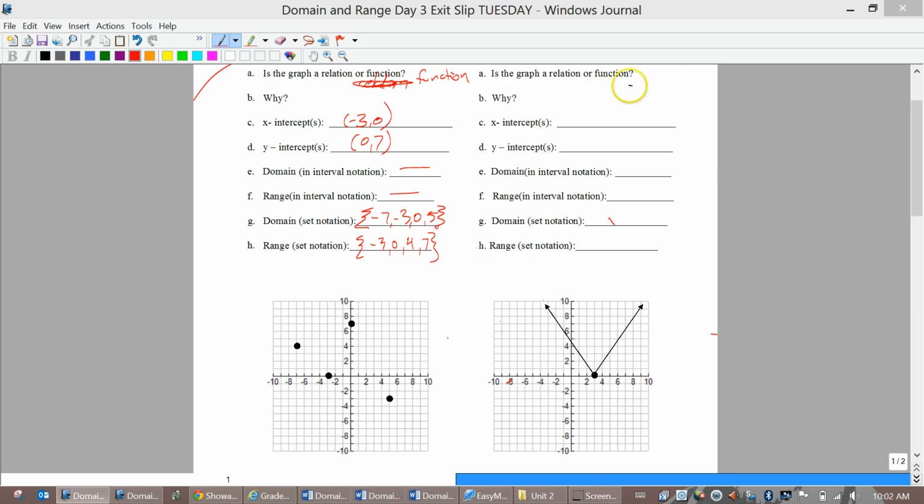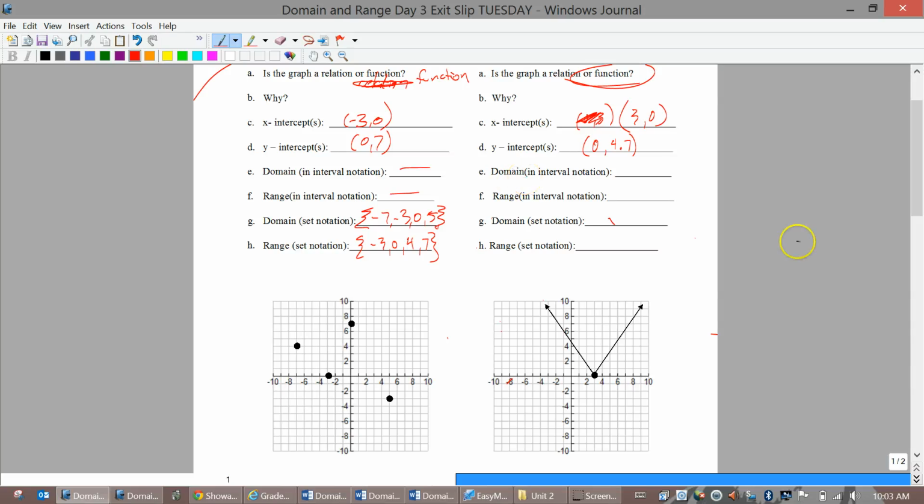Relation or a function? It is a function because a vertical line only hits it once at any spot on the graph. X-intercept, (3, 0), notice how the y-coordinate is 0. Y-intercept, the x-coordinate is 0, so it's like 4.7-ish. Doesn't quite get to 5. As long as you're close to 4.7, that's okay. As long as you're more than 4.5 and less than 5, you're okay.